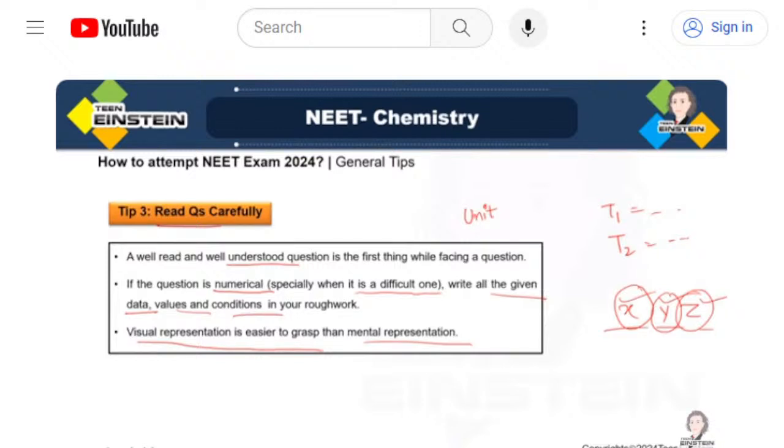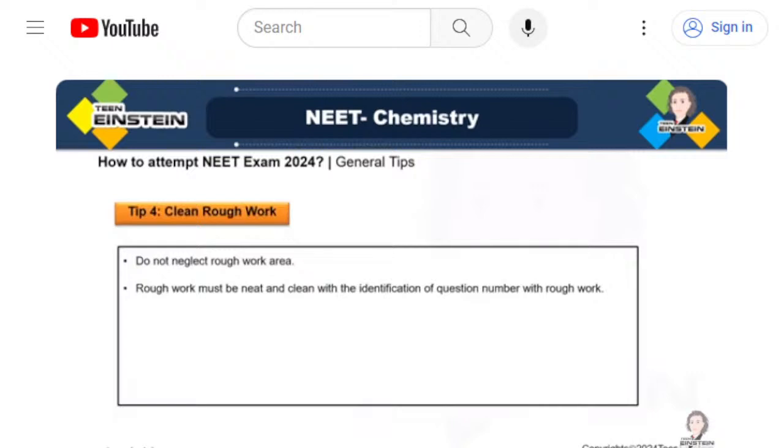Okay? So read the question carefully. Clean rough work. Do not neglect your rough work. As I have mentioned before, if you have a numerical question, you should write all the given data in the draft sheet. Now, rough work must be neat and clean with identification of the question number.